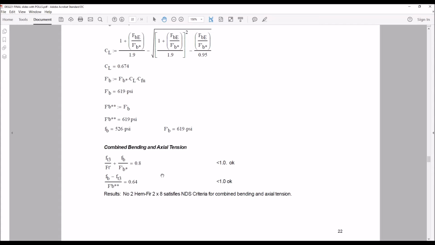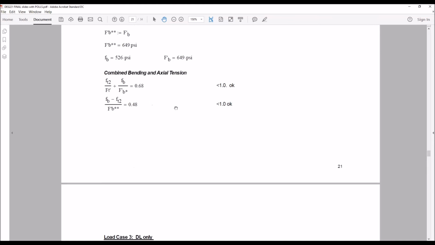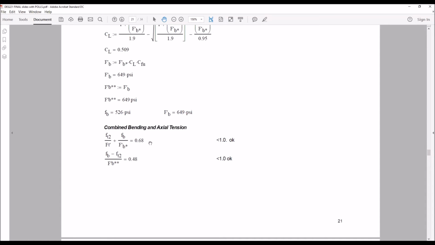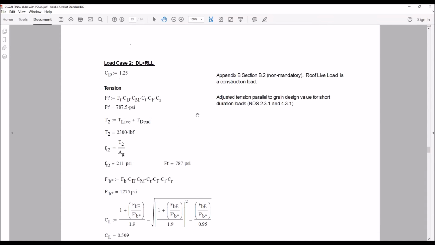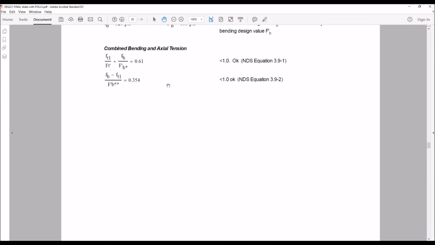It is actually quite interesting to note that our bending and axial tension interaction values for dead load only are substantially higher. This one is 0.8, this one's 0.64. If we go back and look at our dead and live, these ones aren't quite as high. And if we look at the interaction check for our dead plus live plus wind, these ones you can see are 0.61 and 0.35.